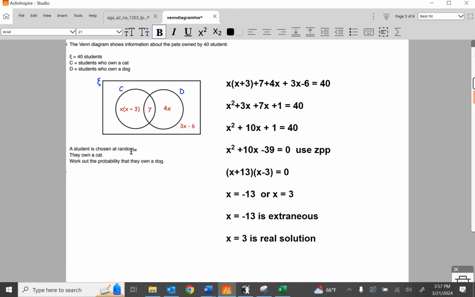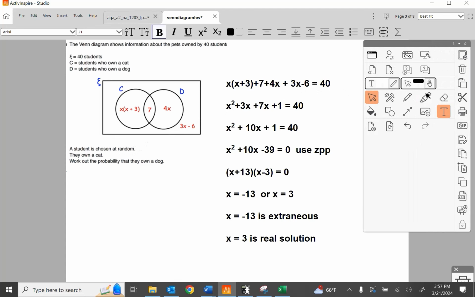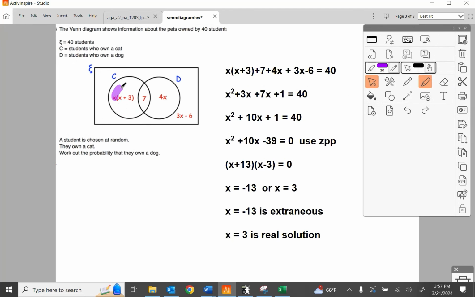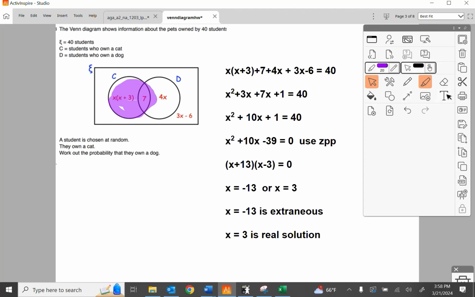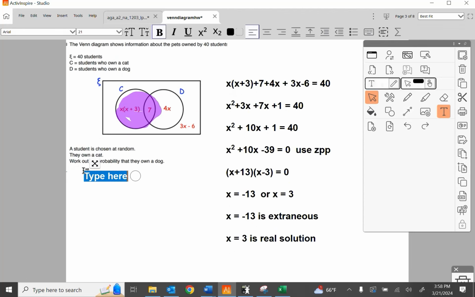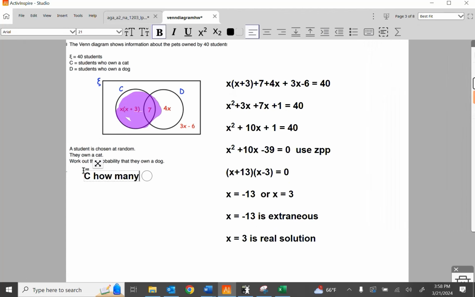All right. So here's what we're told. We're told this person owns a cat. What is the probability they own a dog? Well, first what we're going to do is see how many kids own a cat by plugging that 3 in.